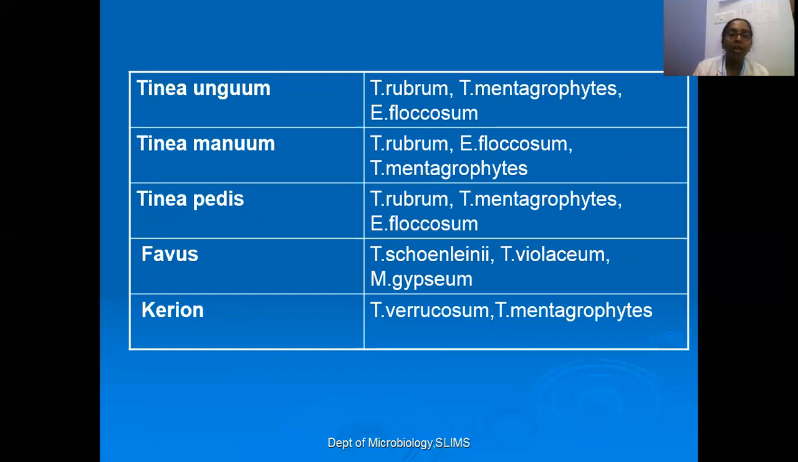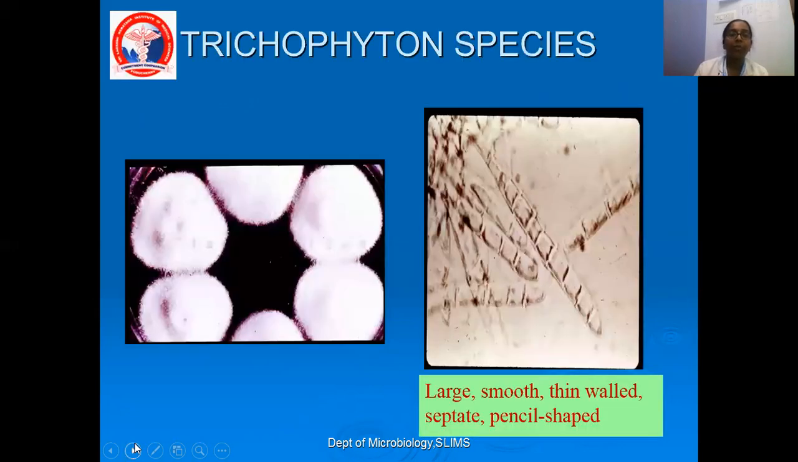So if you see, Trichophyton is the more common species. In Tinea manuum, Trichophyton rubrum, Epidermophyton floccosum, and mentagrophytes are more common. In Tinea pedis, rubrum, mentagrophytes, and Epidermophyton floccosum. In Tinea favosa, Trichophyton schoenleinii, violaceum, and Microsporum gypseum are more common. And in Tinea kerion, Trichophyton verrucosum and mentagrophytes are the common species.